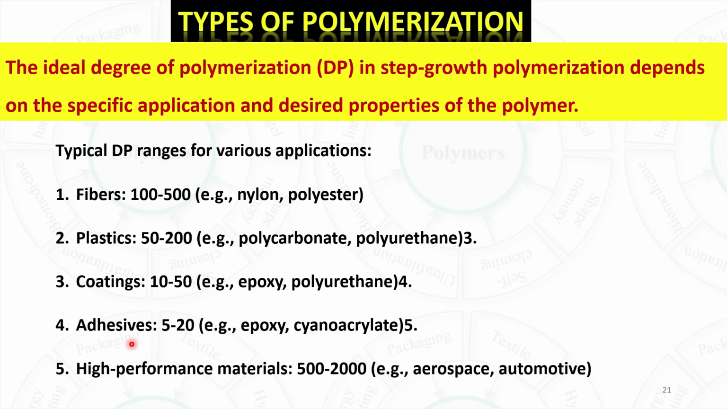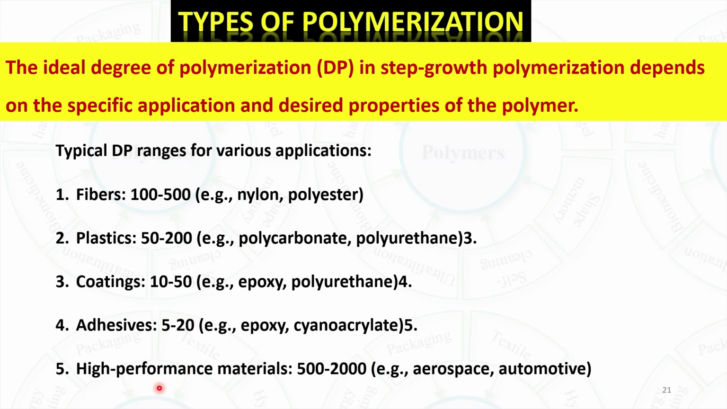But for adhesives, say, for example, epoxy resins, in the earlier case, point number 3, epoxy paints, and in this case epoxy resins, where you use epoxy as the adhesive, or you see cyanoacrylate, you need very little degree of polymerization, that is 5 to 20. That means you can stop your reaction up to 70% of completion.